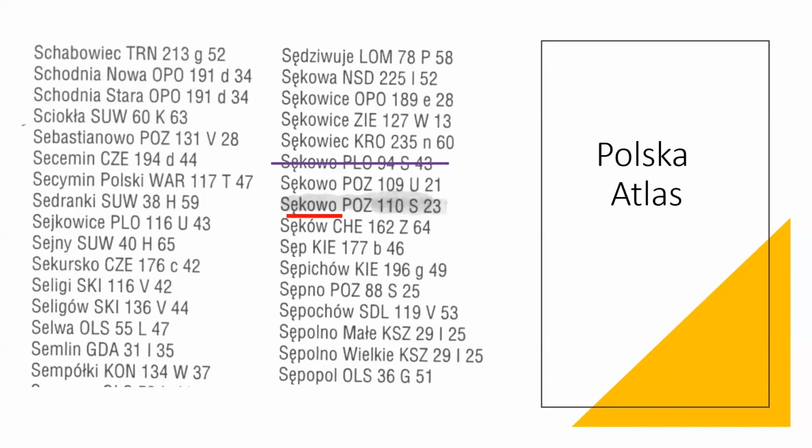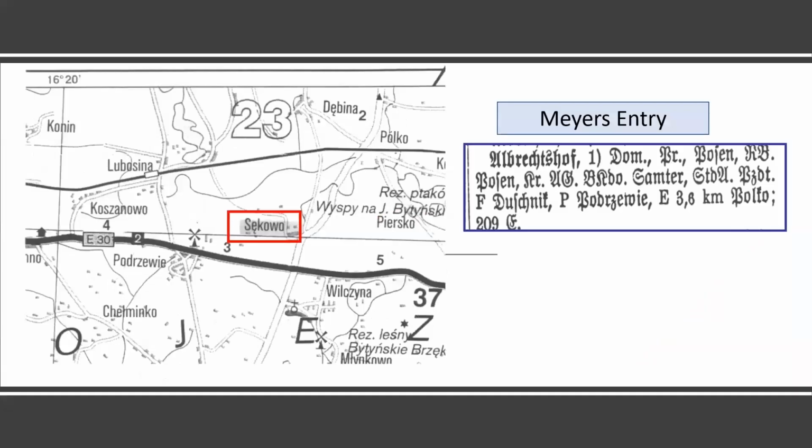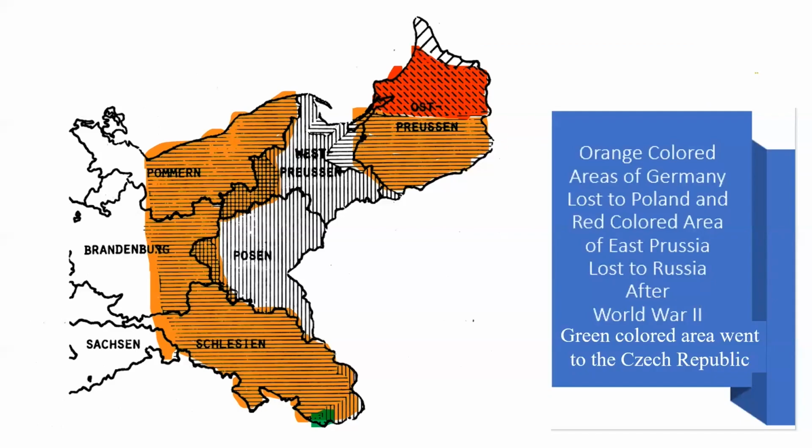Beginning with the map of Sakowo on page 110, section 23, information from the Myers Gazetteer entry can help determine if this is the correct map. The Gazetteer shows the post office, uppercase Roman letter P, is at the place of Podrzewie, which is down and to the left of Sakowo on the map. The train station, uppercase Roman letter E for Eisenbahnstation, is at Poko, which is above and to the right of Sakowo. This verifies that this is the correct map.